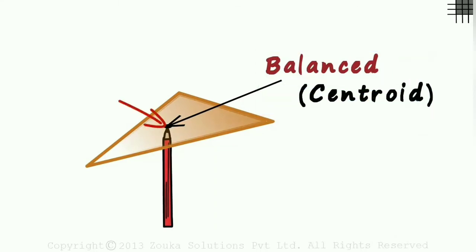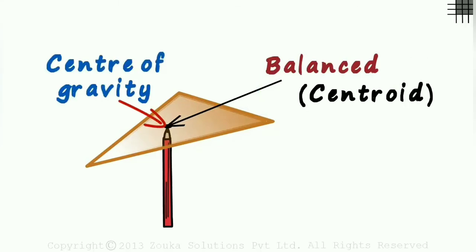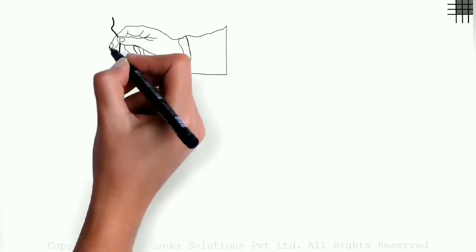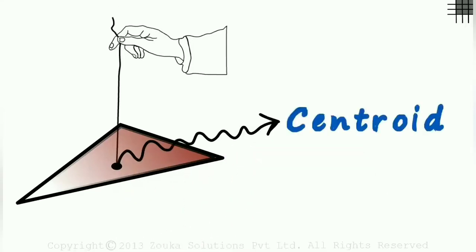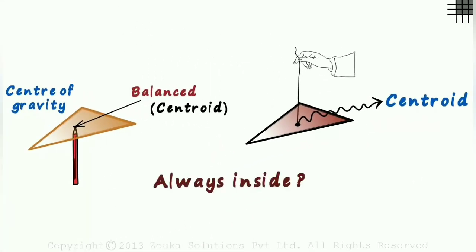This point is also referred to as the center of gravity. Basically, all the mass of this object is concentrated at this one single point. What if we want to hold that piece of cardboard using a string such that it does not tilt in any direction? Again, that will happen at just one single point, which is called the centroid. Does the centroid always lie inside the triangle?